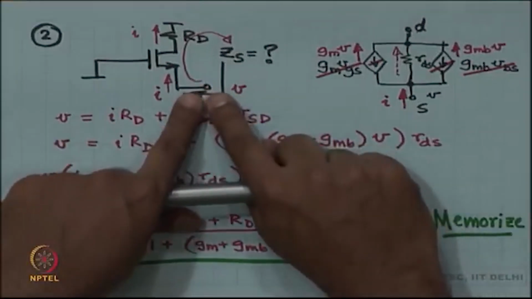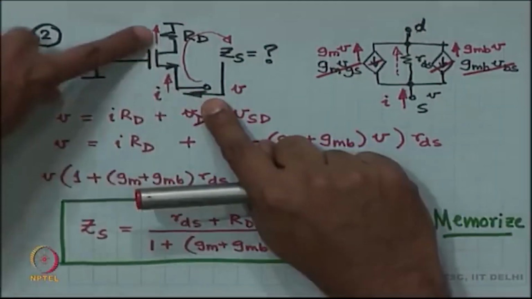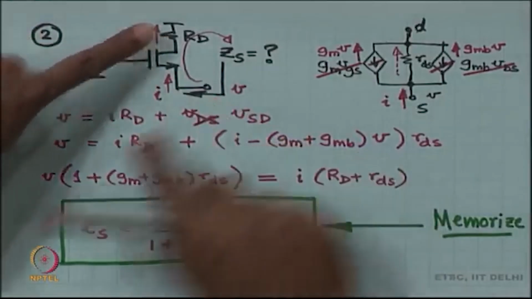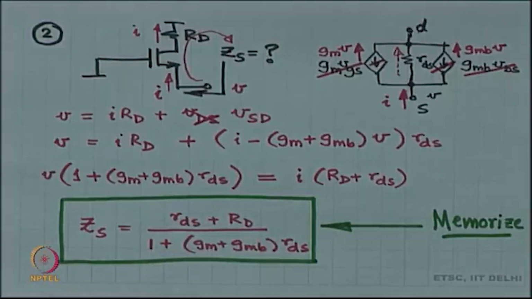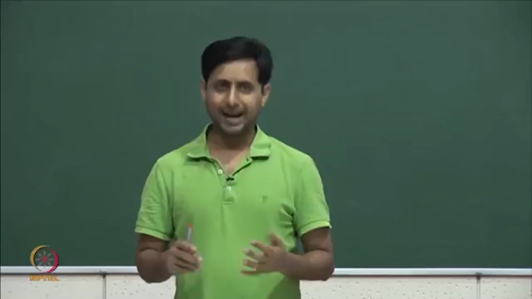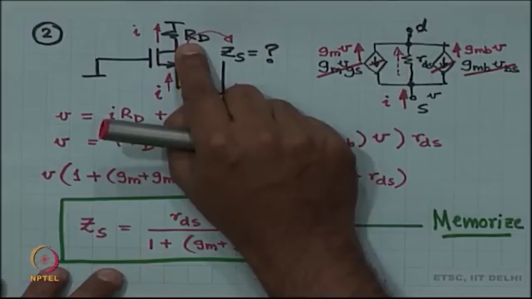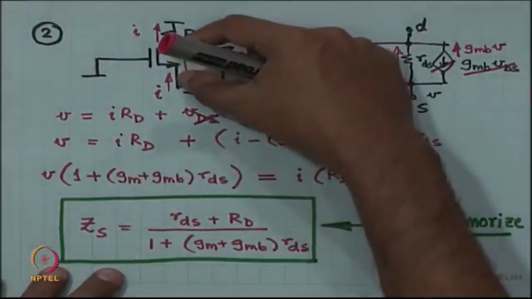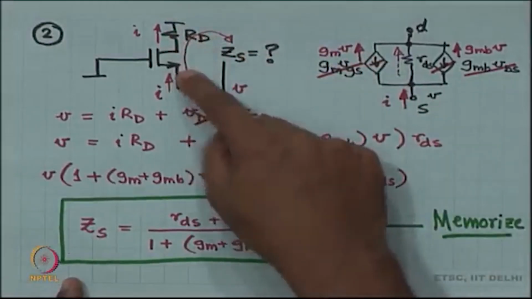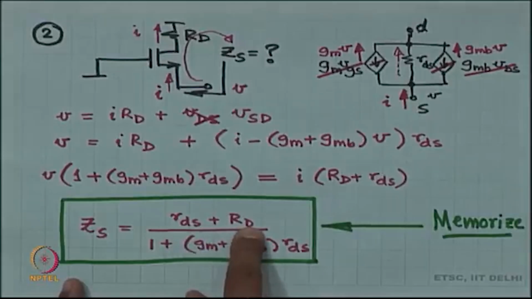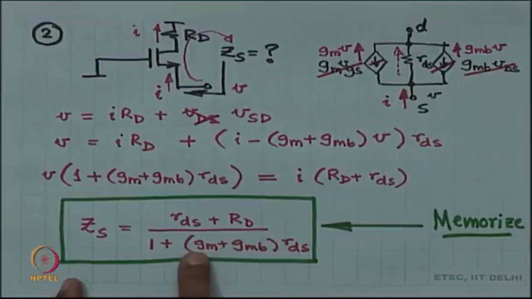Next one, looking into the source, what do you see? So, I am looking into the source of the MOSFET, the drain is terminated with RD. Now, naturally looking into the source, I am going to see a low impedance, right, but there is an impedance which is RD and there is also RDS, and it looks like RDS is in series with RD. So, it is RD plus RDS, and because it is low, this whole thing is divided by 1 plus the intrinsic gain of the MOSFET.